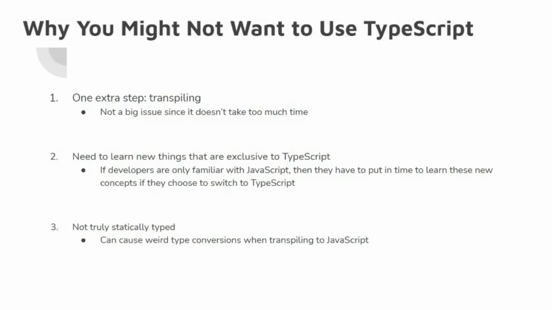One problem with TypeScript is that there is one extra step of transpiling, which isn't actually that big of an issue because it doesn't take that much time and is usually automated. Another problem is that if you want to switch from JavaScript to TypeScript, then developers will have to put extra time into learning TypeScript-specific concepts, which will lower productivity for a while. And finally, TypeScript isn't truly statically typed since it is optional. This can possibly cause weird type conversions while transpiling to JavaScript.